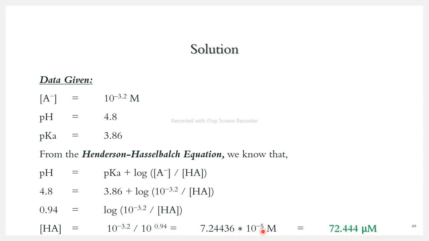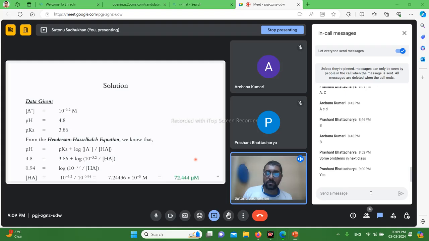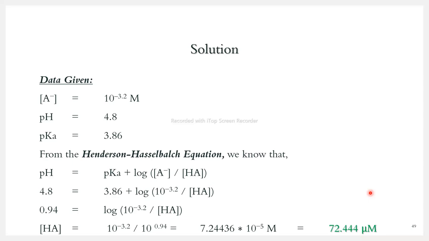That means in micromoles, you just multiply with 10 and divide with 10, so it becomes 10 to the minus 6, so it becomes micromole, and multiplying gives 72.444 as the answer. Okay, so I hope it is clear to you. Thank you for your attention.